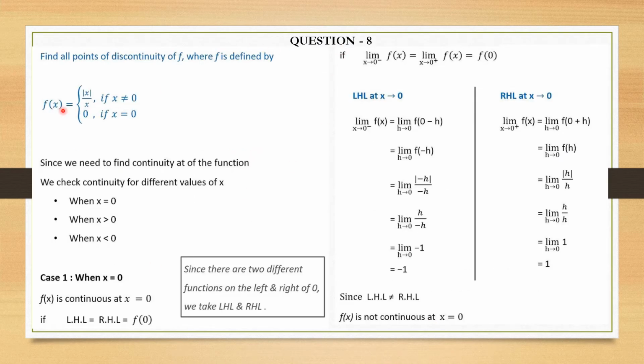Number 8 is f(x) = |x|/x for x not equal to 0, and 0 if x equals 0. And if you remember the signum function, it is that value. You know the signum function gives you only three values: minus 1, 0 and 1. So again we have to check the limits at 0, greater than 0, and less than 0.